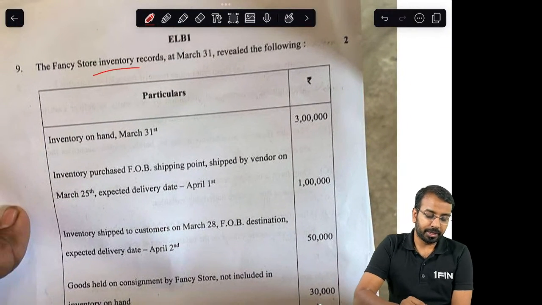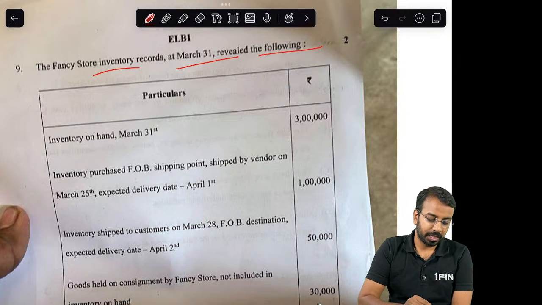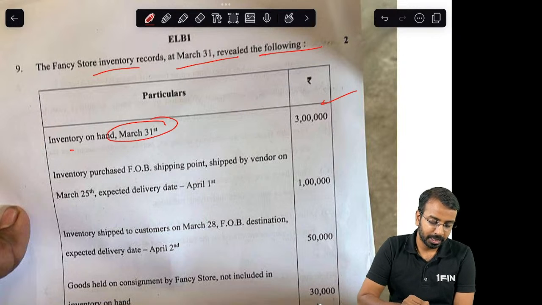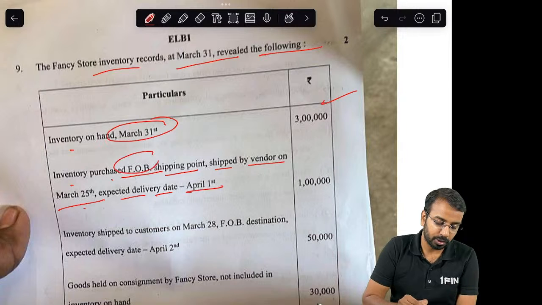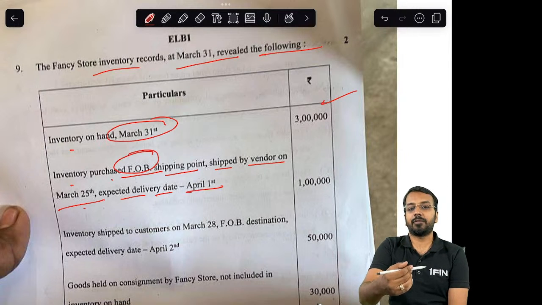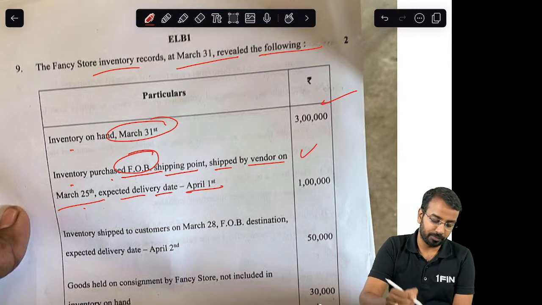The fancy store inventory records at 31st March reveal the following. Inventory at hand 31st March 3 lakhs. Inventory purchased free on board shipping point shipped by the vendor on March 25th, expected delivery April 1st. So it is free on board. So shipping point itself, we will get the risk and reward. So this is our inventory.